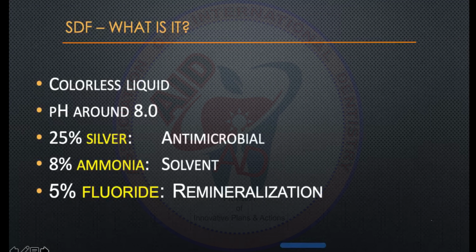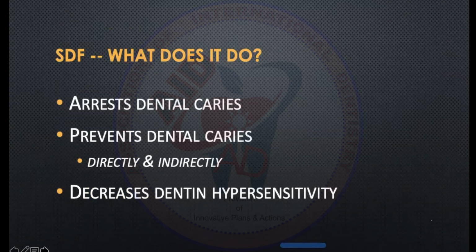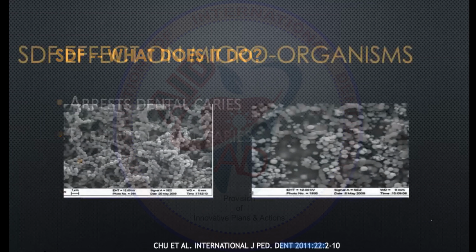This material contains silver, ammonia, and fluoride. Silver, as we know, is a worldwide accepted antimicrobial. It is also one of the components in many medicines. Like for burns, silver sulfadiazine cream is available, which is effective against Pseudomonas. It is available as a component in many medicines because it has excellent antimicrobial properties. Basically, it arrests decay, it prevents dental caries, and it decreases dentinal hypersensitivity.